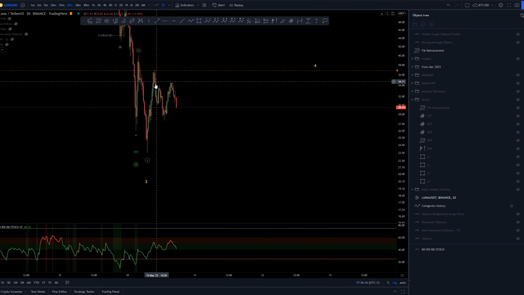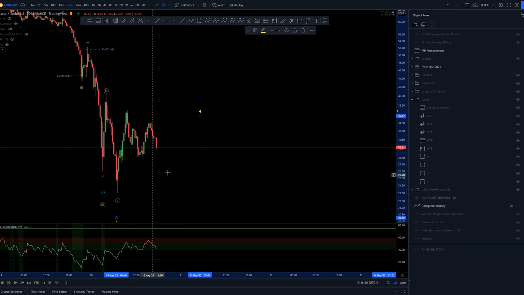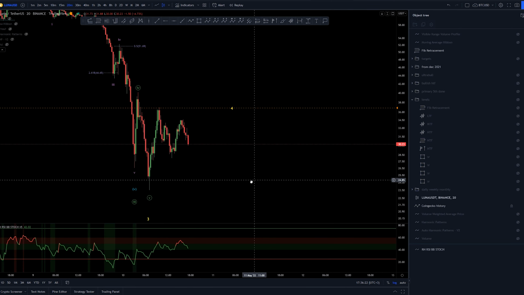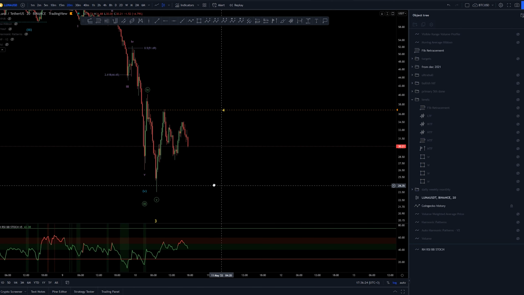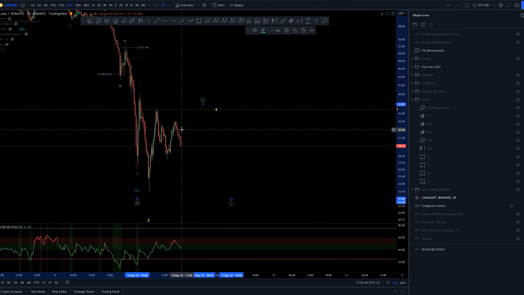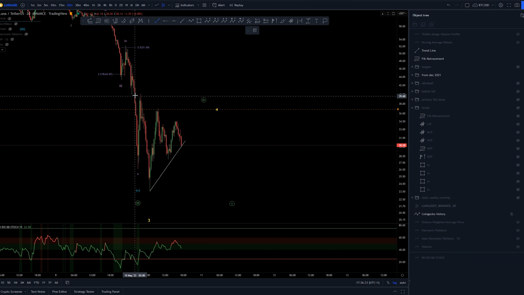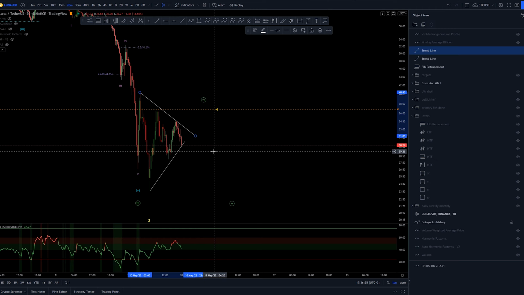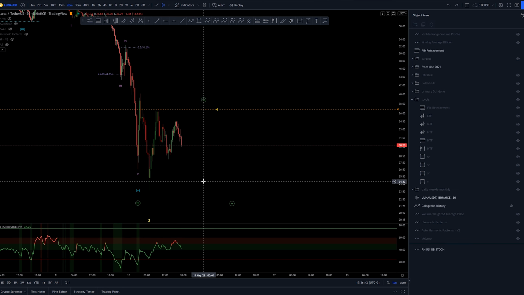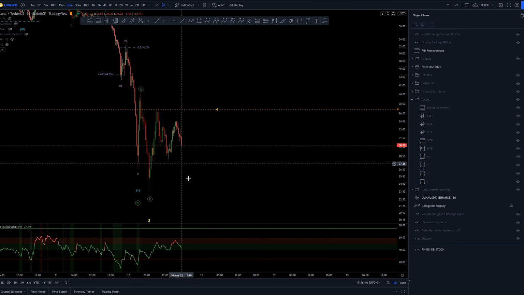And currently it looks more like a triangle pattern formation, but we'll see what happens. It is still possible for this wave 4 to be here, and this would be a running triangle instead. But this is about to be ending if that is the case. However, the RSI is not really supporting the idea of a wave 4 running triangle, so this is why I'm thinking of this kind of structure.